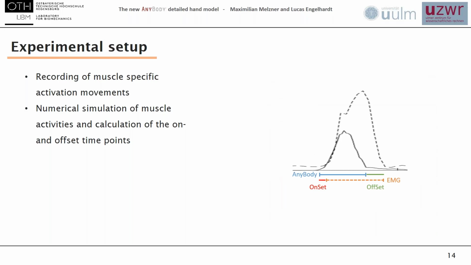The validation was quantified by comparing the on and offset time points of the numerical and the measured muscle activities, which implies the time difference from which a muscle was activated or deactivated in reality and the simulation. For the respective comparison of the EMG signal and the simulated muscle activity of each task, only muscles with a measured maximum EMG activity greater than 15% in at least 50% of all performed movements were considered.